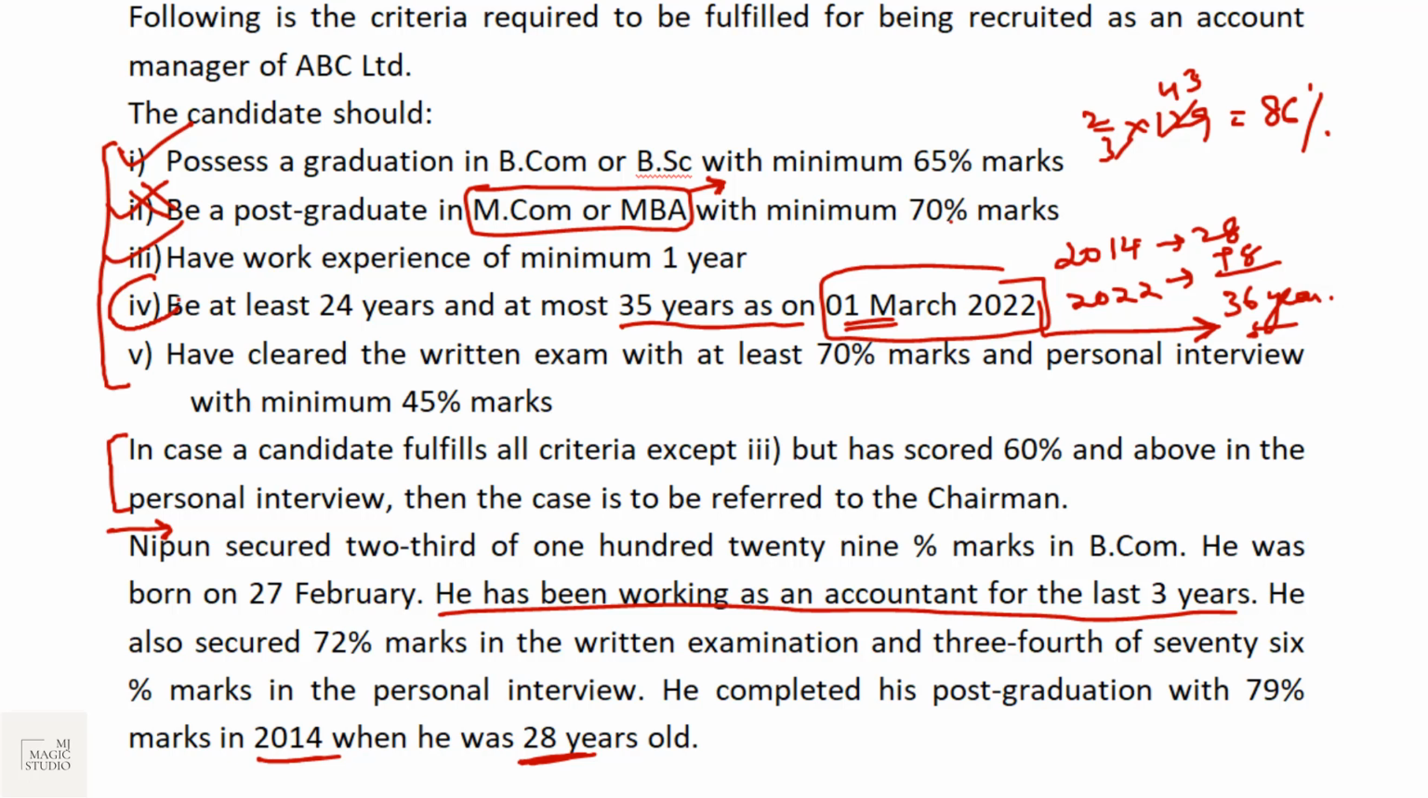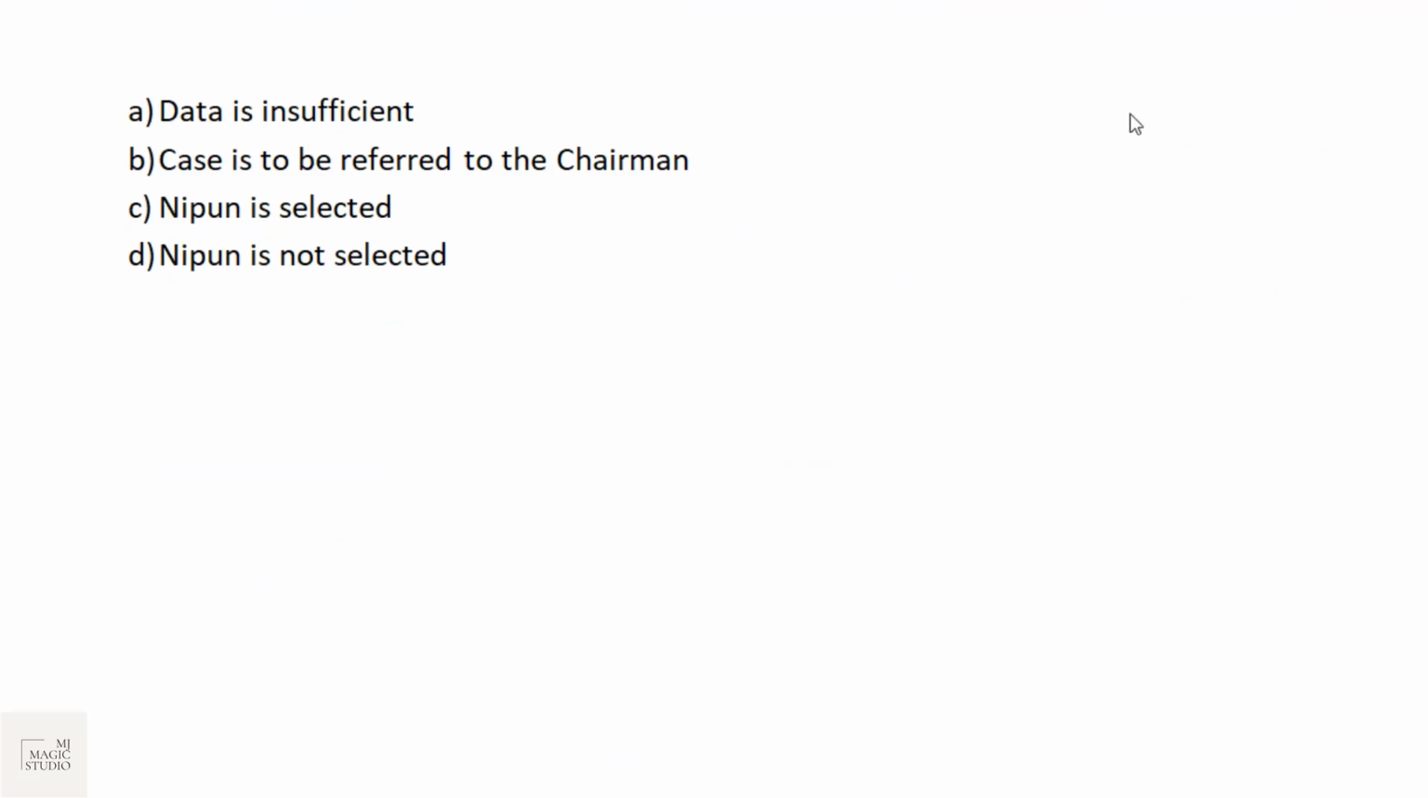Now this criteria obviously is not being followed. No need to go and check criteria number 5 because 4 itself is not followed. He needs to follow all the points. But let's see what happens if he doesn't follow 4. In case a candidate fulfills all criteria except 3 but he follows 3, done with that. But he is not following 4. Let's see the options. From the options, quite evident, Nipun is not selected.